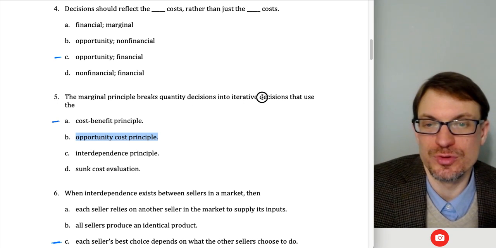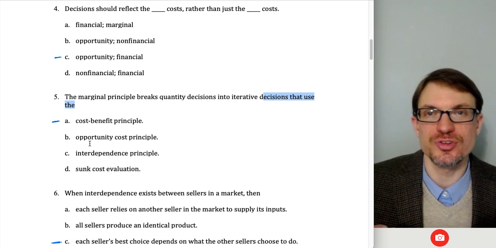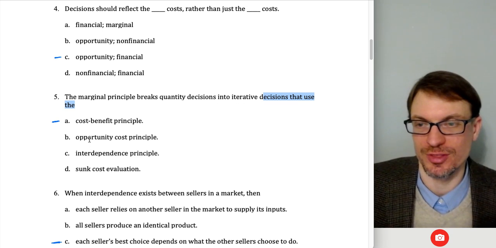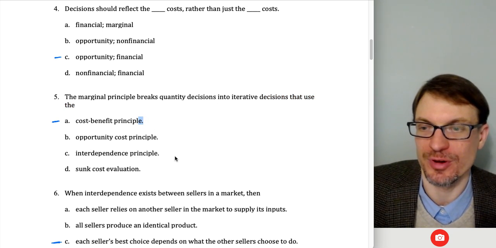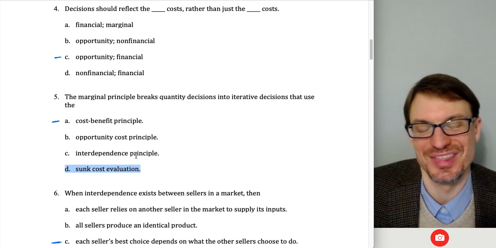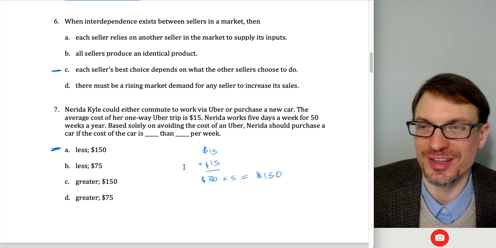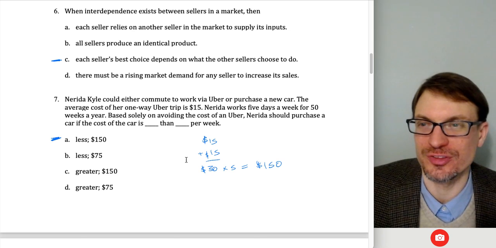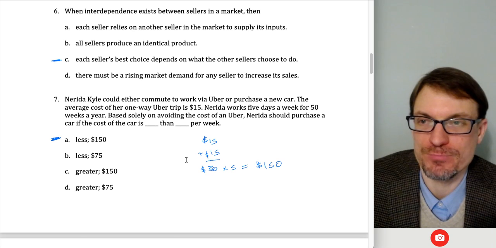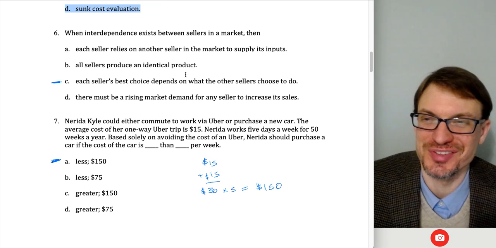But when we're applying the marginal, we've broken down the decision into smaller portions, into thinking about the contribution of one more. Then it's when we're comparing the marginal benefit to the marginal cost that we're using the cost-benefit principle. It's not the interdependence principle, because we're not talking about the other things that are affected. And it's not, I don't know what a sunk cost evaluation is. There's a sunk cost fallacy, which is putting any credence on sunk costs, on costs that are in the past and can't be recovered and are irrelevant to future decisions. But that's not what a sunk cost evaluation is.